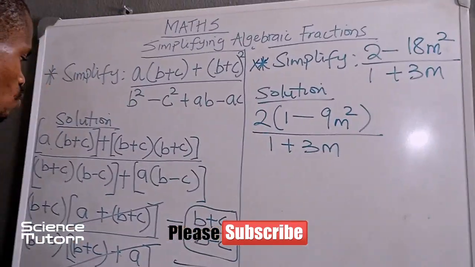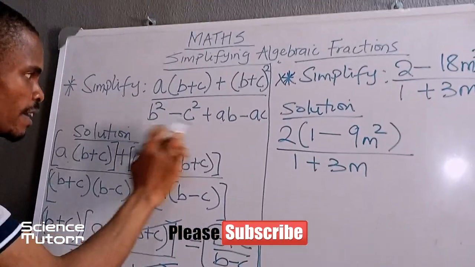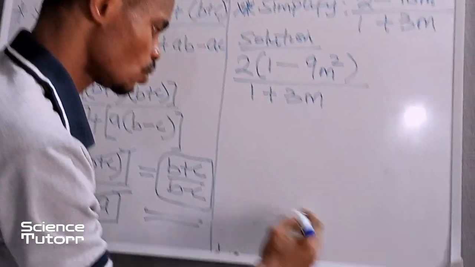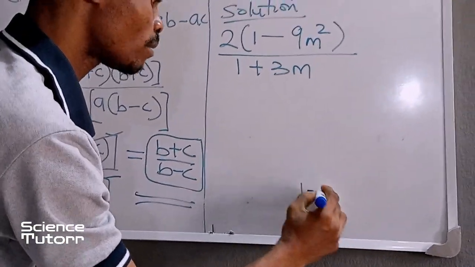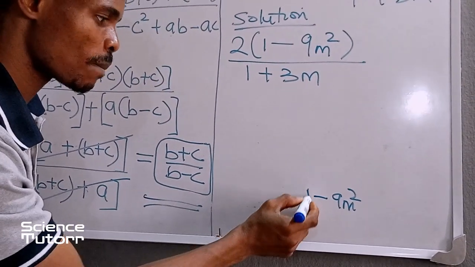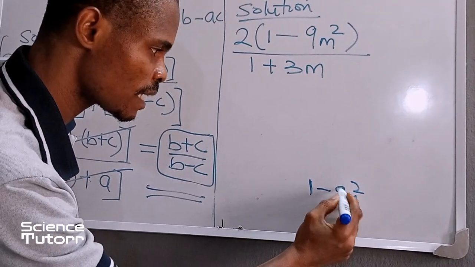Now remember the first thing we did here, difference of 2 squares. I shall compare these as well. So let's do this below. 1 minus 9m squared. How do we simplify this? 1 is a perfect square. 9 is a perfect square.